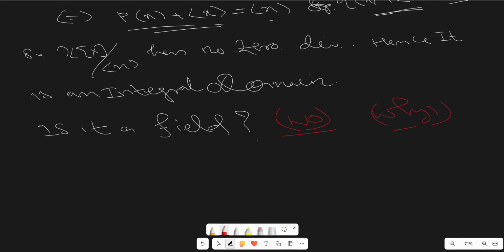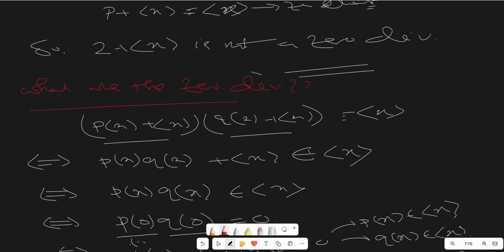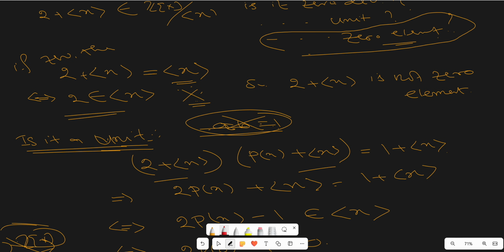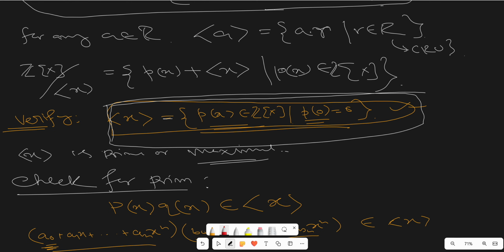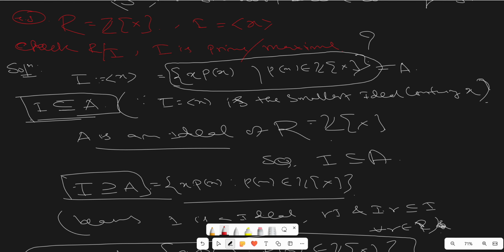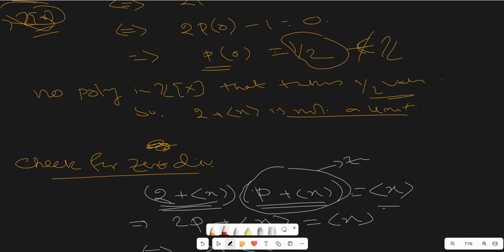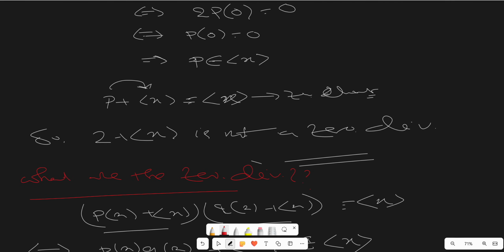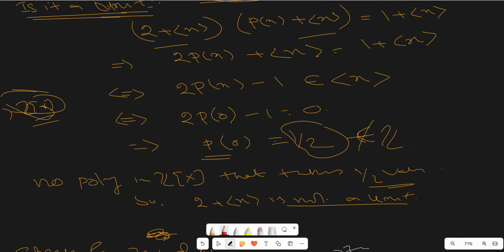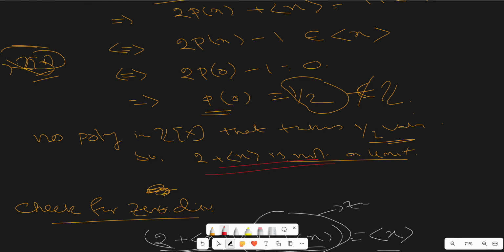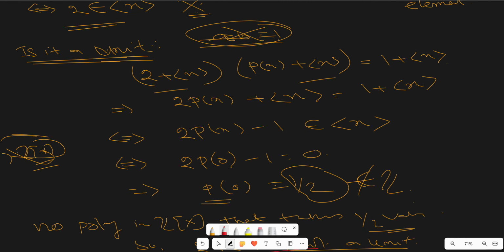Because in a field every non-zero element should be a unit, but 2 plus whatever the element we have, this is not a unit. You see here initially what we did. For a unit we have checked, right? Check for zero divisor, no, check for unit. This is not a unit. We have proved. So every non-zero element should be a unit, but there is an element which is not a unit, so it cannot be a field.